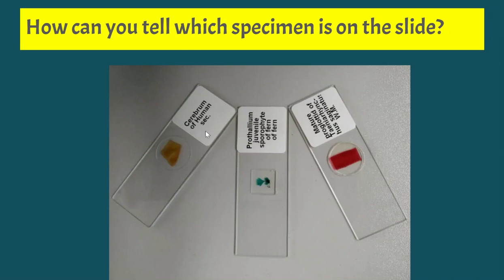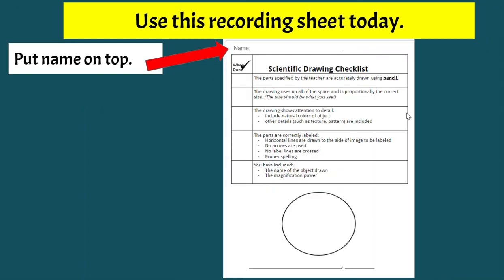Okay. How do you know what you're looking at when you're looking at slides in the microscope? The slides are typically going to be labeled. There are some occasions where we won't have labels, but typically they're going to be labeled. So this is where they would be labeled usually.